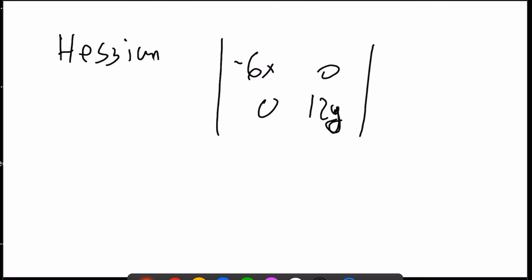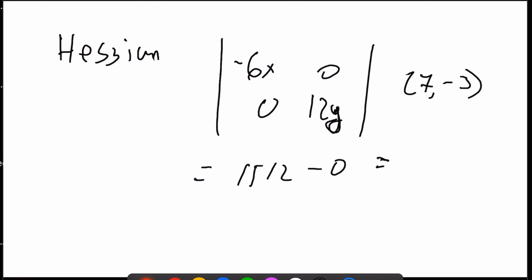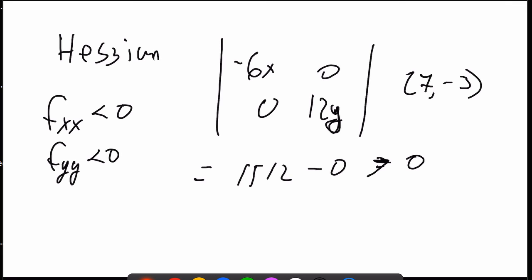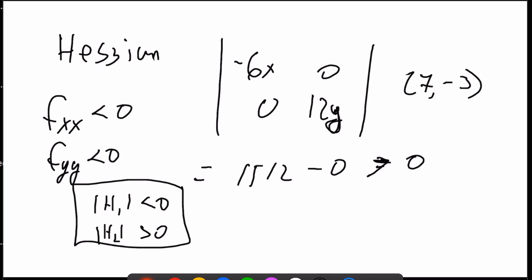Yes? And then we can take the determinant of that Hessian, and that ends up being the whole 1512 minus 0. At 7 and minus 3 it is greater than 0. Okay? So we had fxx negative, fyy was negative, and so h1 was negative, and h2 was positive, and that's a max. Yep. Really good, yes?